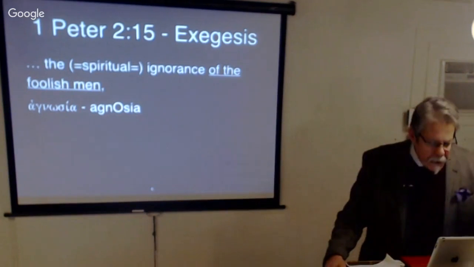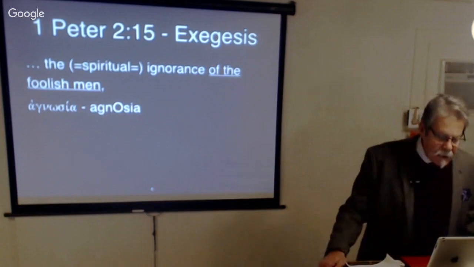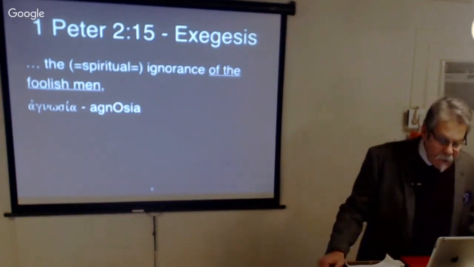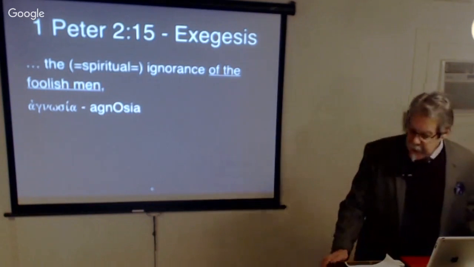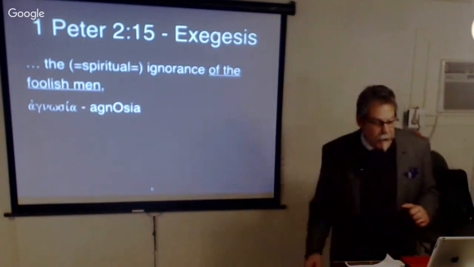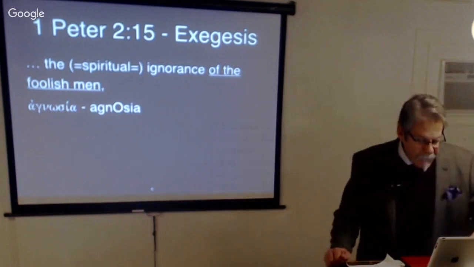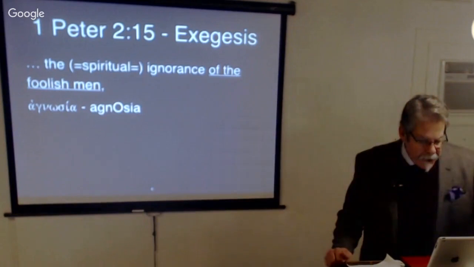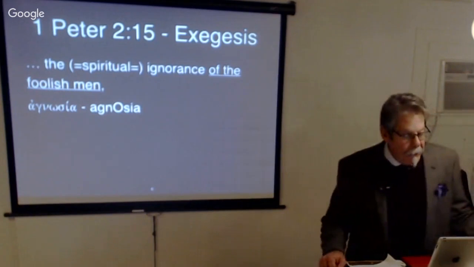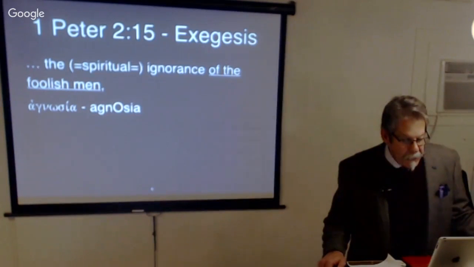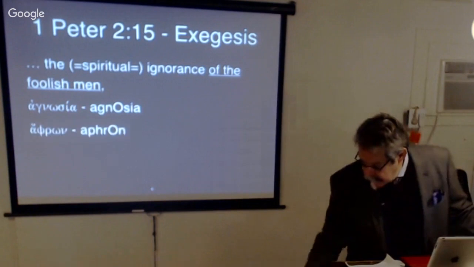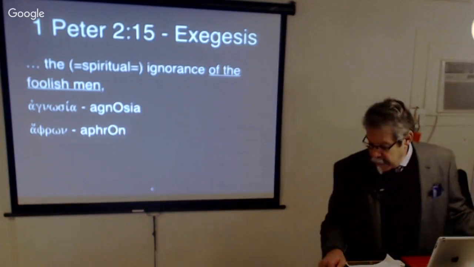Since the word actually has a spiritual connotation, I've obviously included it in parentheses in the English to make sure that we understand the context. And of course, I said it was articular, so we have the spiritual ignorance. Then we have the genitive that was emphatic, the genitive that I skipped. We start with the masculine genitive plural of the adjective aphron, A-P-H-R-O-N, aphron.